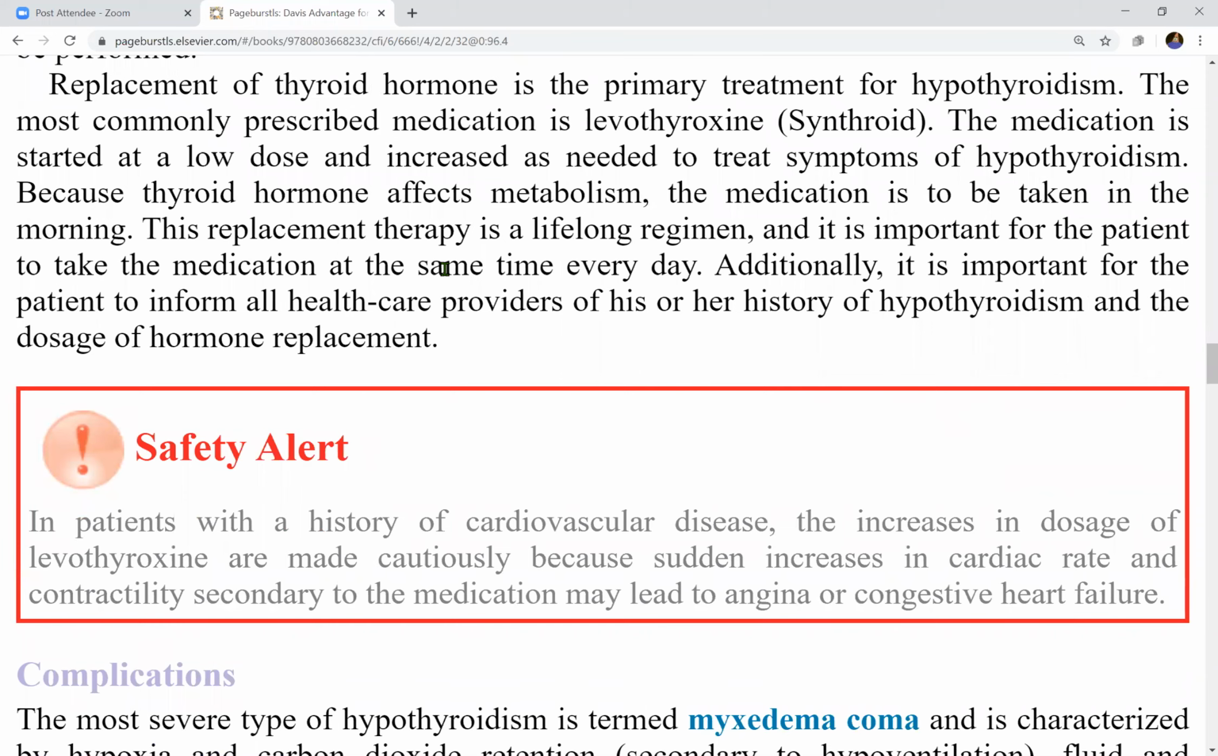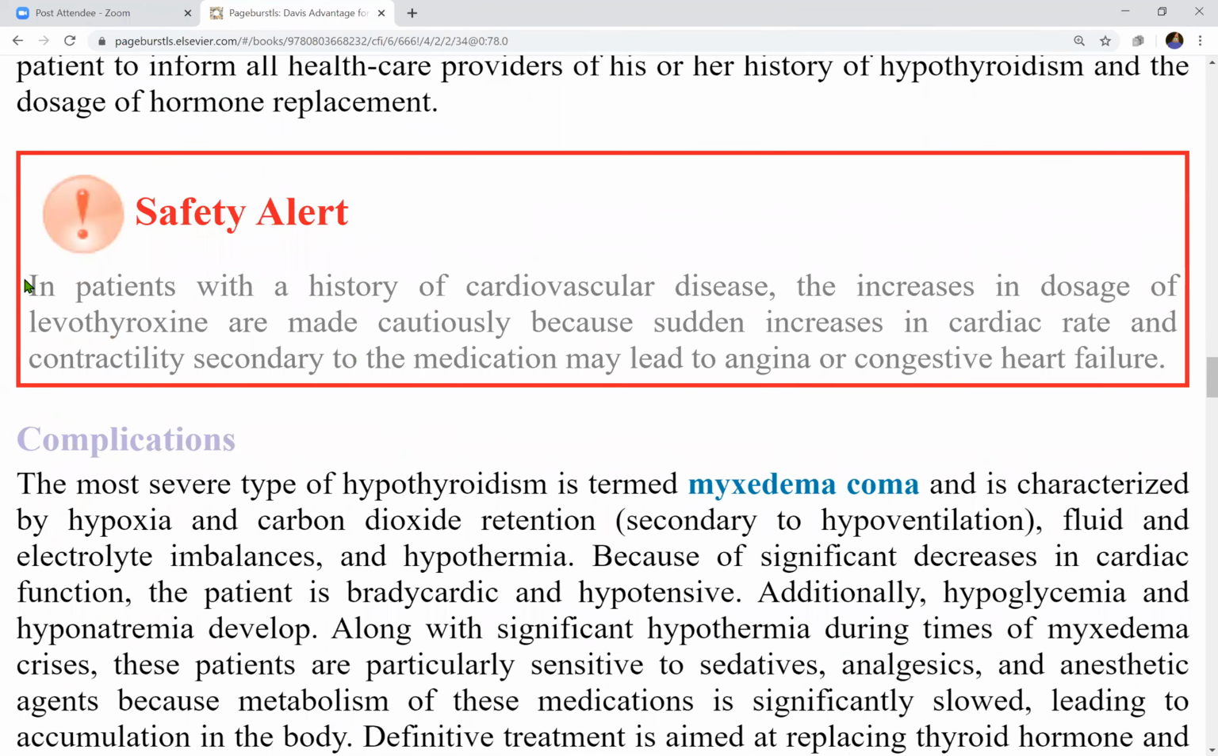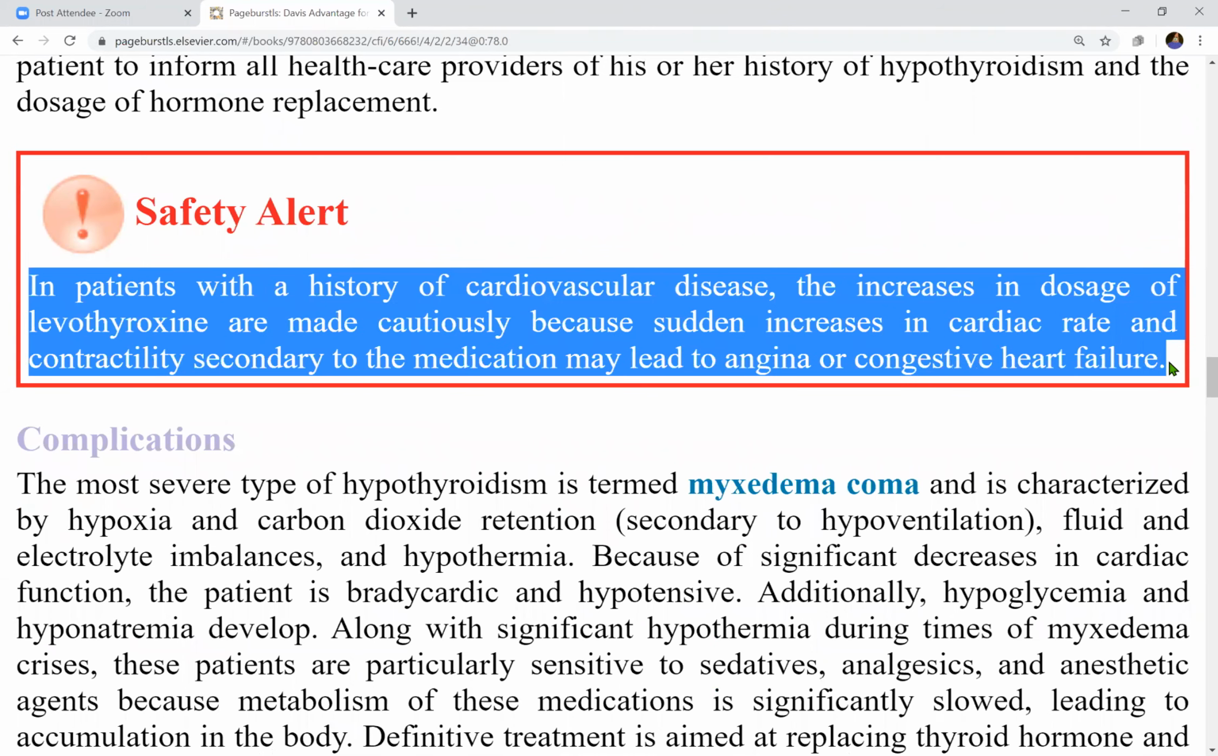So how do we give the levothyroxine? All right, because this thing affects cardiac function, it is very important to start it slow because we don't want to overwhelm the heart. That's why you have your safety alert here. In patients with a history of cardiovascular disease, the increase in dosage of levothyroxine is made cautiously because sudden increase in cardiac rates and contractility secondary to the medication may lead to angina or congestive heart failure.